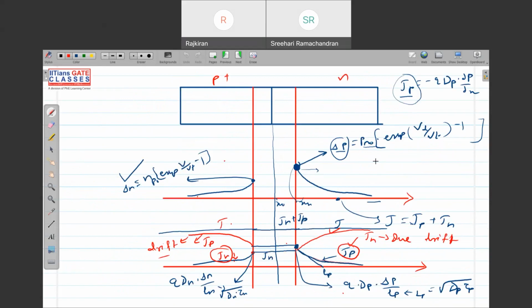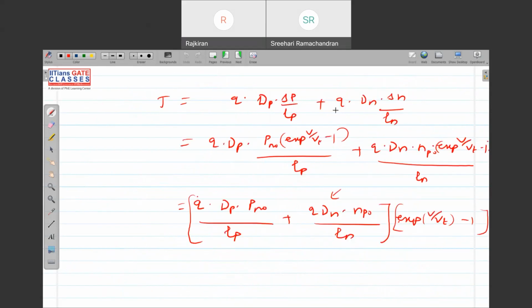This current, you know, is proportional to del P by Lp, and this can depend upon del N by Ln. We know del P. Del P also is equal to Pn0 into this one. You understand this one, and del N also you understood. So this thing you put here. Then shall we have to remember this equation?